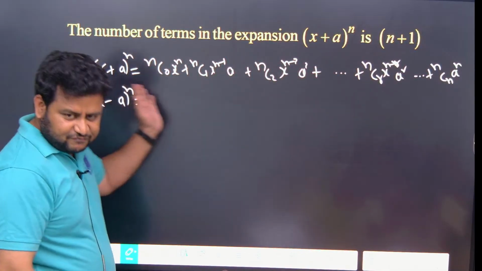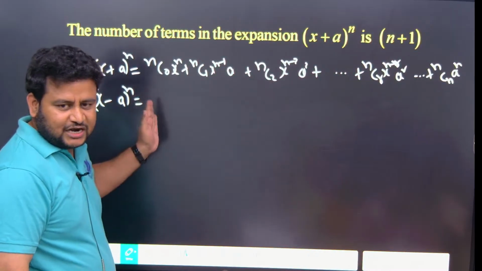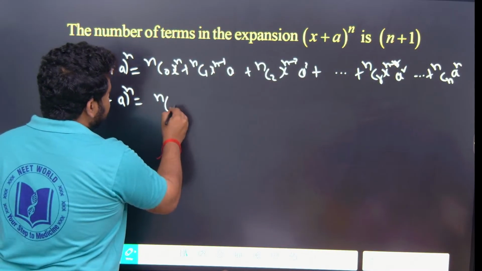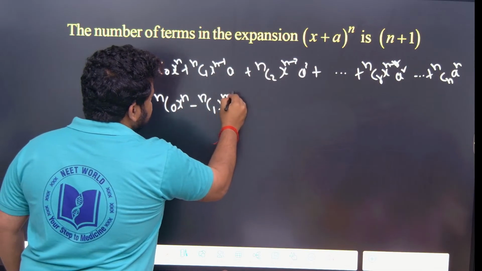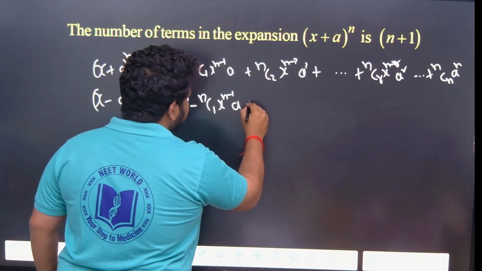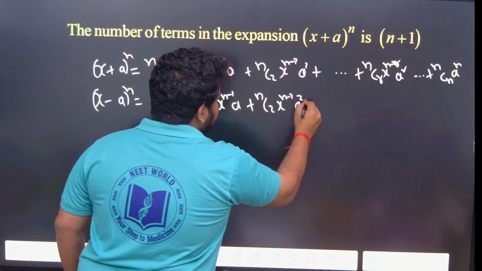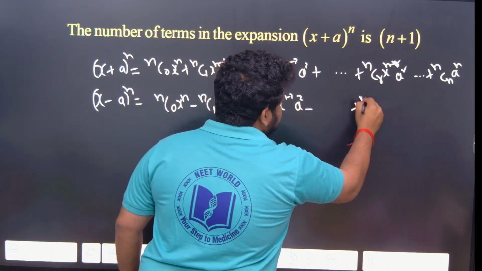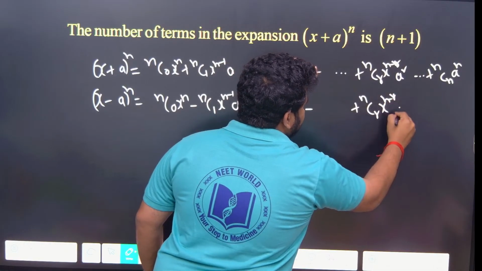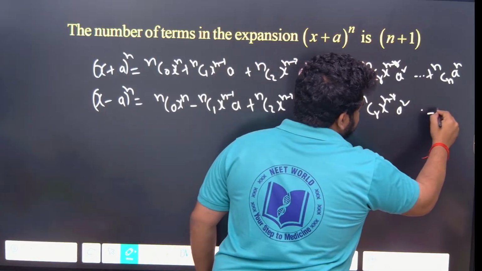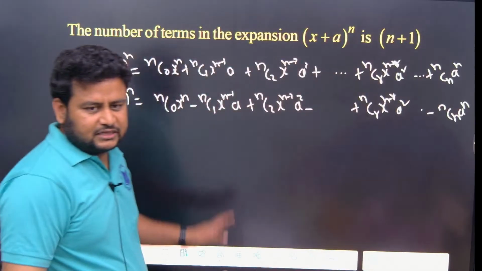How to write the expansion of (x - a)^n? Copy the same thing, but write plus and minus alternately, starting with plus. So this will be nC0 x power n, minus nC1 x power n minus 1 a, plus nC2 x power n minus 2 a square, minus the next term, and so on, nCr x power n minus r a power r, which will be plus or minus, and finally nCn a power n. Like this you will be getting it.